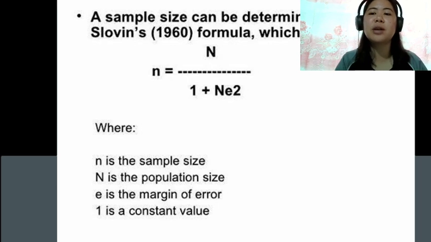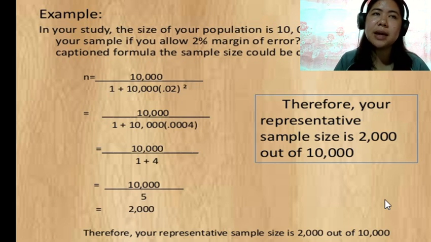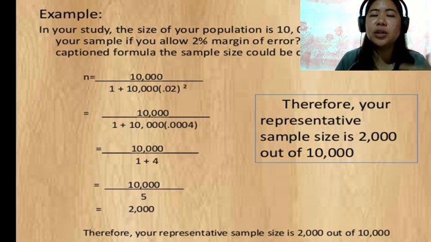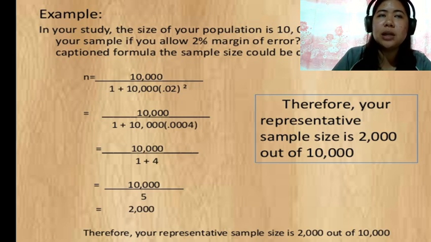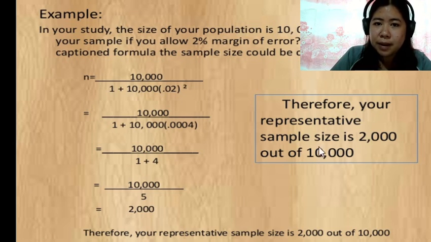Again, you just have to remember Slovin's formula. After you've determined how many respondents you need for the conduct of your study, this is the time that you choose between simple random sampling or systematic sampling with a random start as your sampling method.